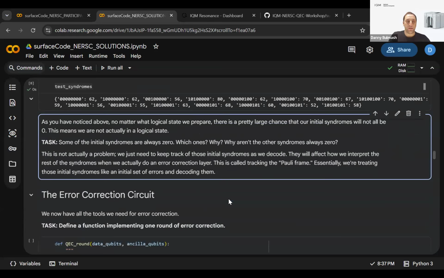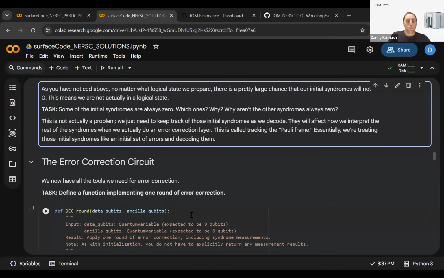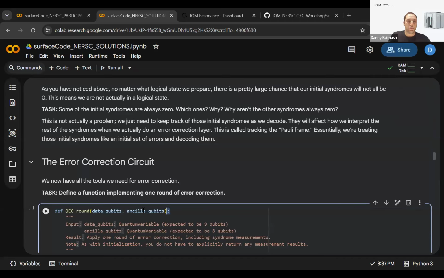Okay, so that's kind of a subtle point. All right, so now what is involved? Now we have all the tools we need. So what is a QEC round? What happens in one round of QEC that we talked about earlier? Well, all we do is we measure all of the syndromes.